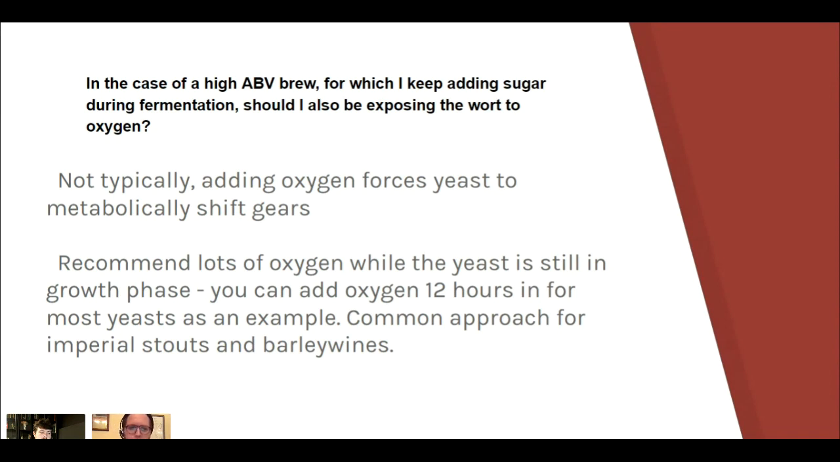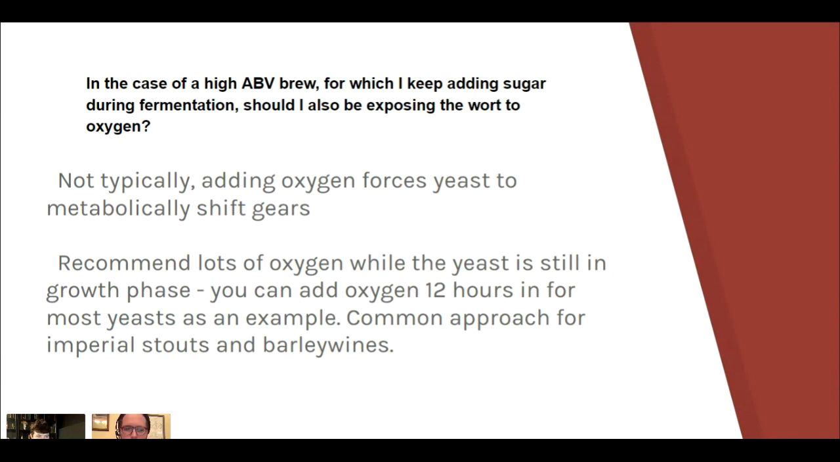So for high gravity brews, we typically recommend a lot of oxygen up front while the yeast is still in growth phase. One thing a lot of people do is oxygenate the wort, pitch the yeast, wait 12 hours, and then oxygenate again. For most yeast, you're still well within the growth phase. And this is not really detrimental to the beer, because the yeast is going to take up the dissolved oxygen so fast that you're not going to oxidize any of the components of the beer. I've seen this as a very common approach for people making imperial stouts and barley wines.